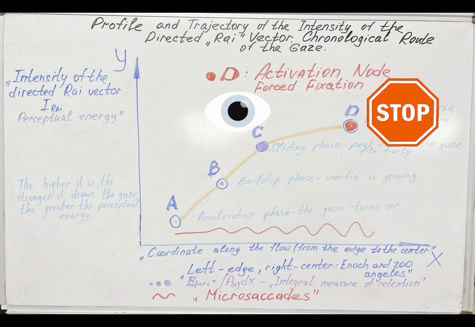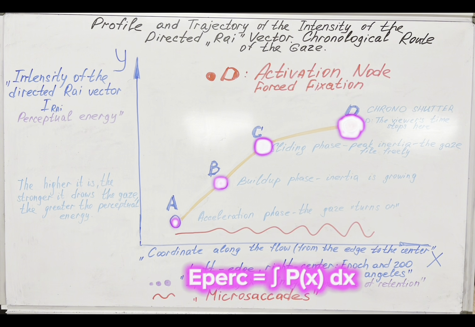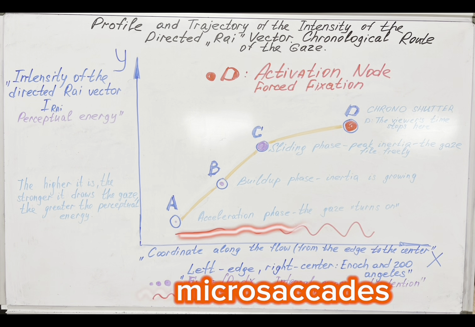Look closely at the legend of the diagram. The purple channel of the terminals records the peak of the integral measure of gaze retention, while the red wave of micro-saccades from the pupil is tightly locked inside the fixation cell.